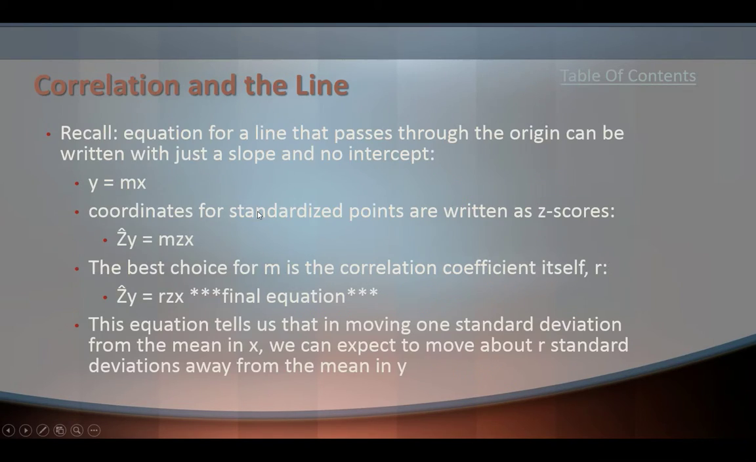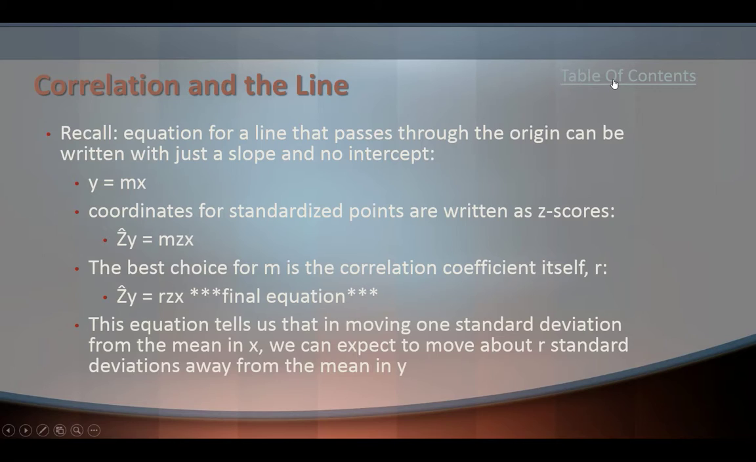Correlation and the line. Recall, the equation for a line that passes through the origin can be written with just a slope and no intercept, so y equals mx. Coordinates for standardized points are written as z-scores. So z hat y equals m zx, and the best choice for m is the correlation coefficient itself, r. So z hat y equals r zx, and this is the final equation. This equation tells us that in moving one standard deviation from the mean in x, we can expect to move about r standard deviations away from the mean in y.